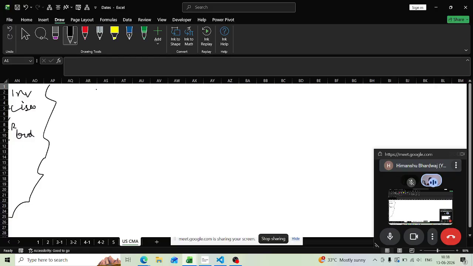Then after this, we'll start with one of the longest chapters we have in the whole CMA, right? I'm comparing it with CMA part 1 as well. So we have section number B with us. Section number B is corporate finance.